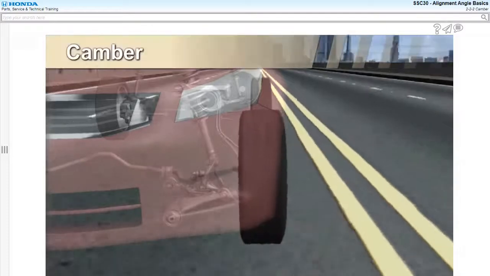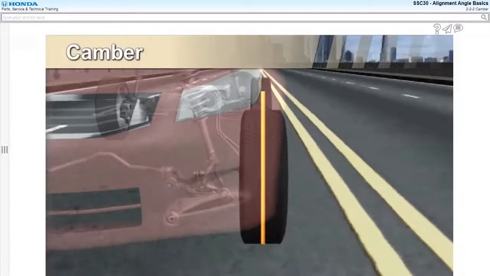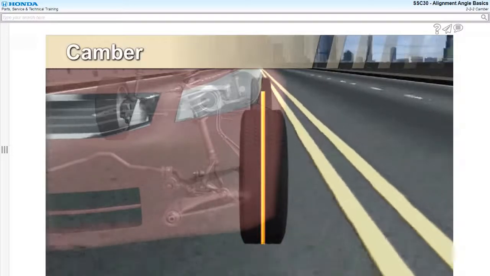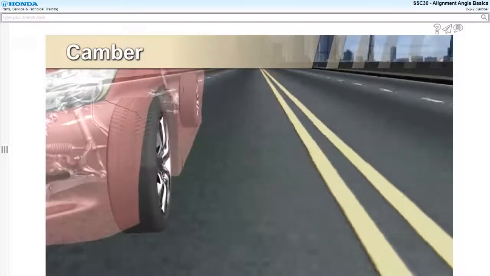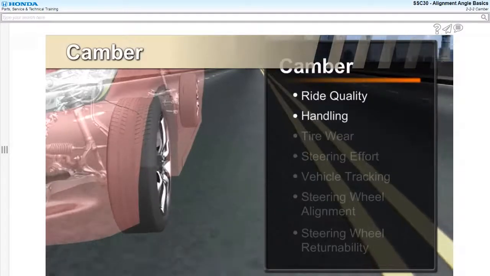Camber is the side-to-side tilt of the tire compared to true vertical, as seen from the front of the vehicle. This angle is measured for both the front and rear tires. Camber is important because it has an effect on vehicle ride quality, handling, and tire wear.